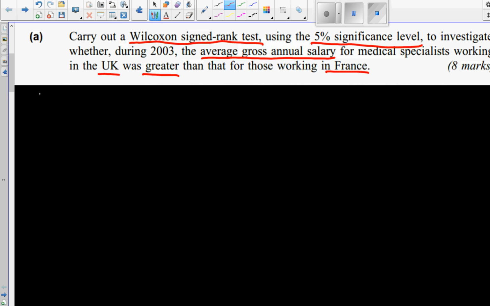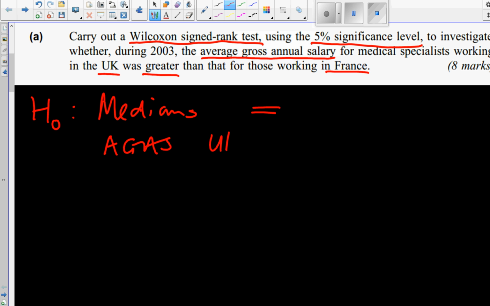So let's start. First thing we always do in hypothesis testing is writing our test. So H0, our null hypothesis, and in Wilcoxon signed rank testing we're always starting from the medians are the same. They're going to be equal. So in this case we're saying that the average gross annual salary in the UK equals that in France. No different. And that allows us to carry out the Wilcoxon calculations we're going to do.